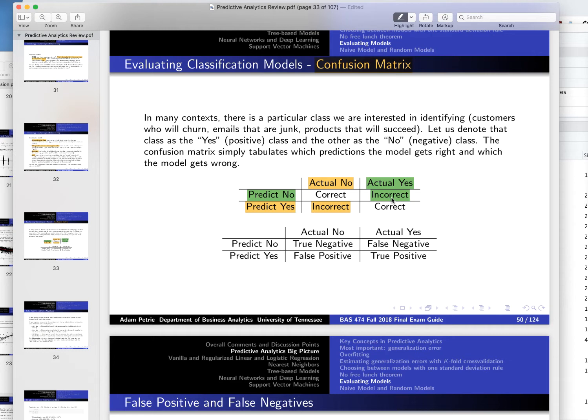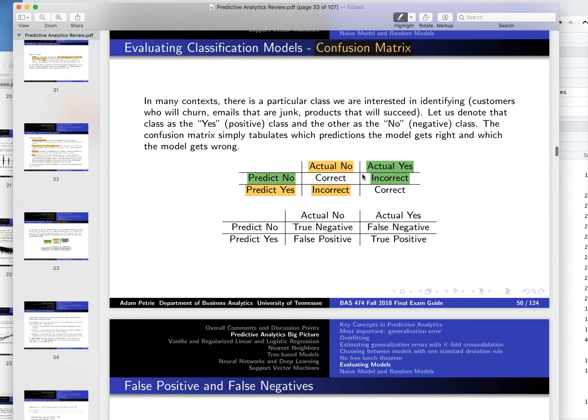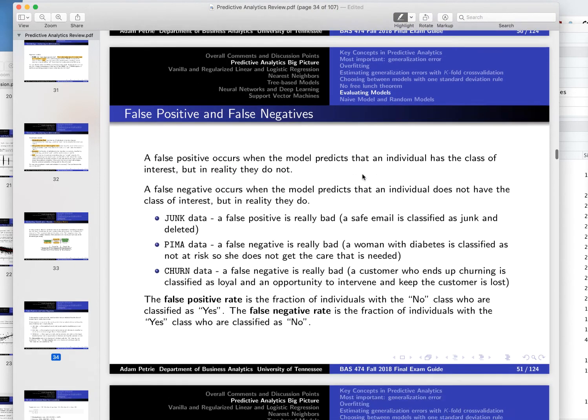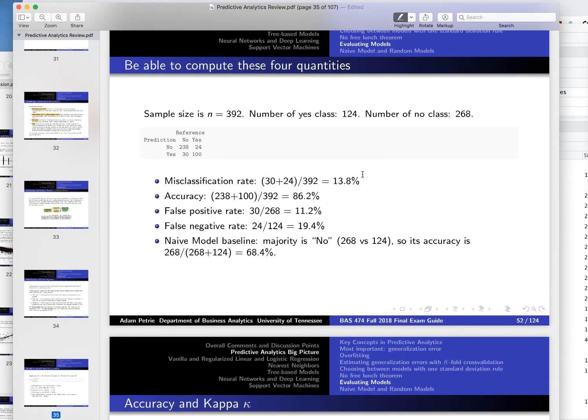There's a bunch of different ways to break down those two different errors. The confusion matrix essentially tells us everything that we need to know about the accuracy, the misclassification rate, false positives, false negatives, etc. And if you look at that matrix, you can translate between them. So you're going to want to make sure that you can look at a confusion matrix and compute these quantities on the fly.